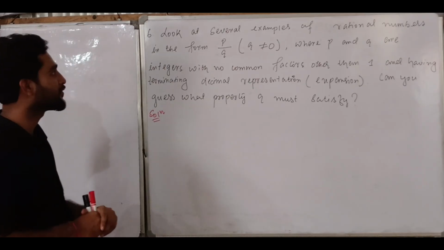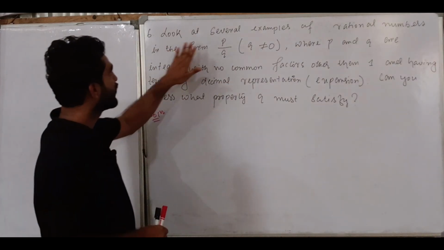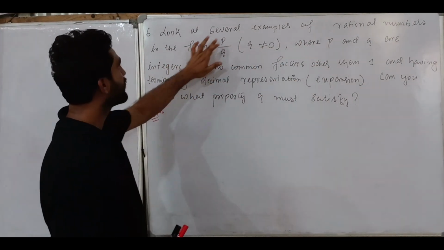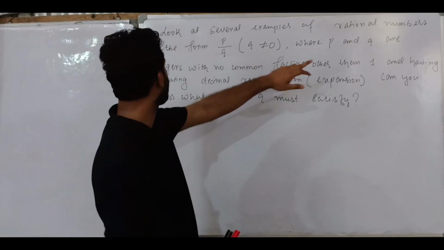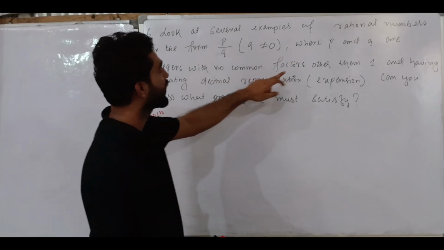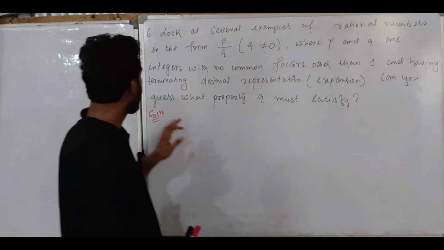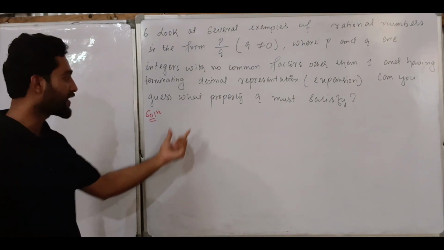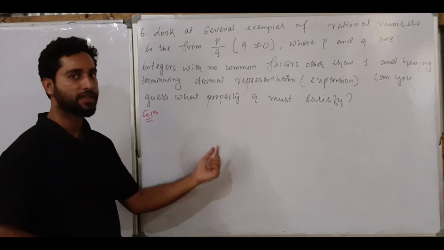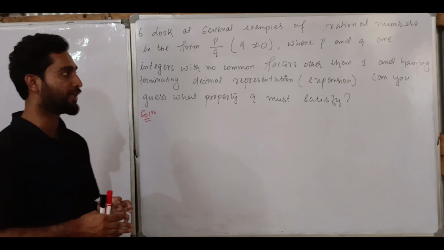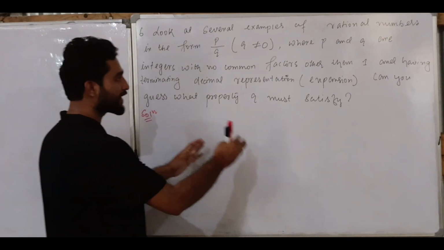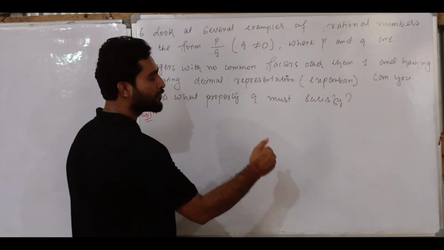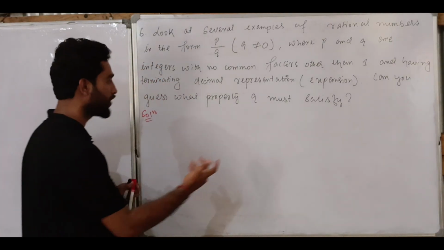Okay, now let's see this question number 6. Look at several examples of rational numbers in the form p by q, where p and q are integers with no common factors other than 1 and having terminating decimal expansion. Means we have to write some examples of rational numbers whose decimal expansion will be terminating. Then we have to check the denominator, that is the q. What condition does q satisfy? So let's see.